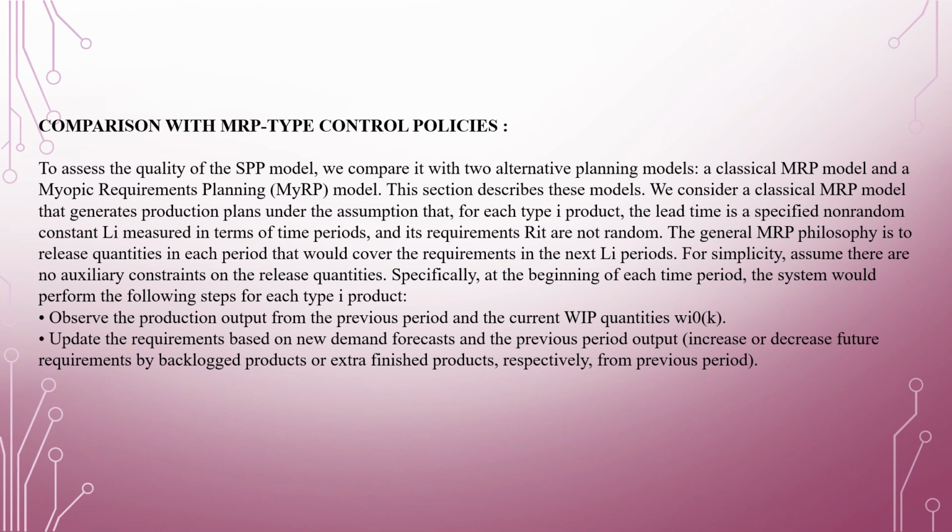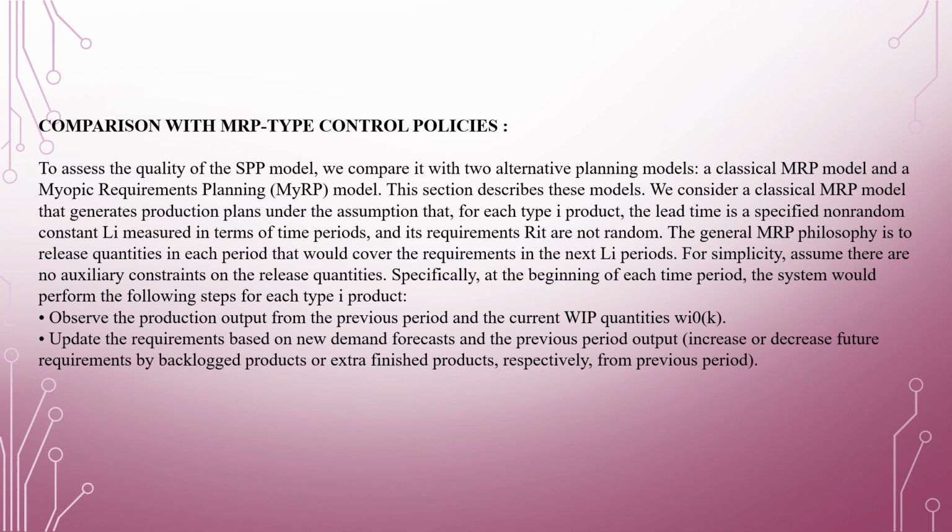We consider a classic MRP model that generates production plans under the assumption that for each type I product, the lead time is a specified non-random constant Li measured in terms of time periods, and its requirements RIT are not random. The general MRP philosophy is to release quantities in each period that would cover the requirements in the next Li periods. For simplicity, assume there are no auxiliary constraints on the release quantities. Specifically, at the beginning of each time period, the system would perform the following steps for each type I product.